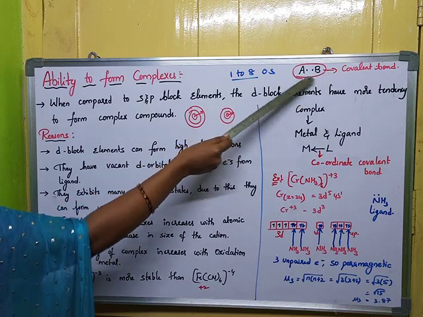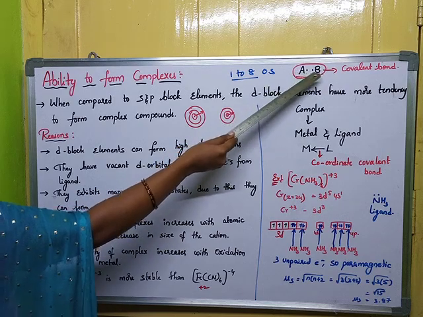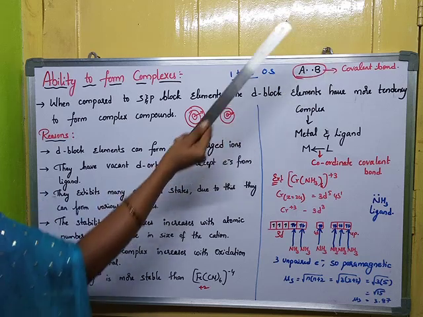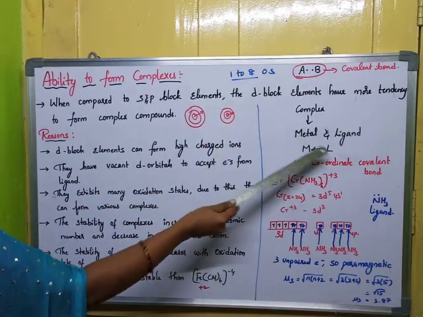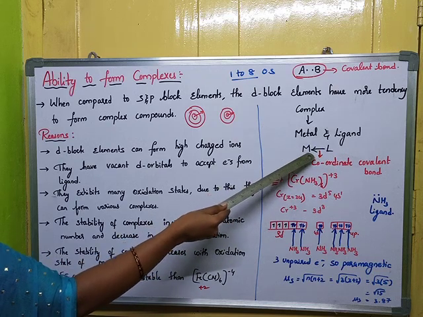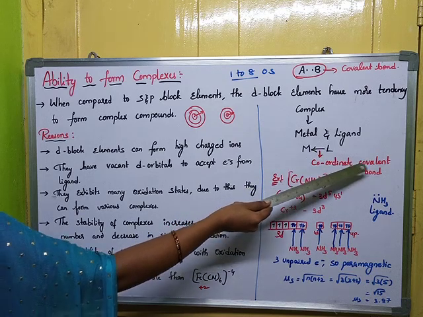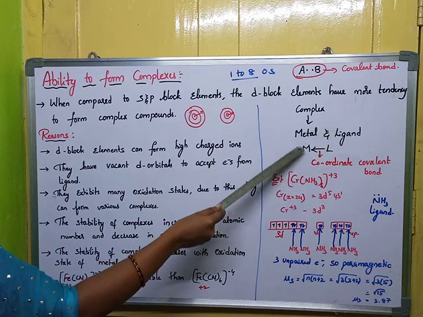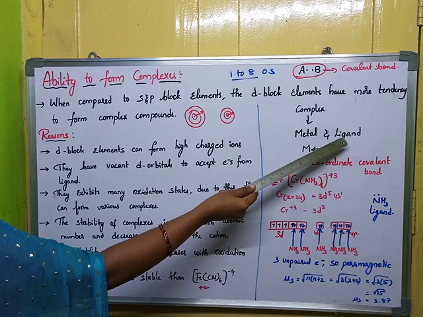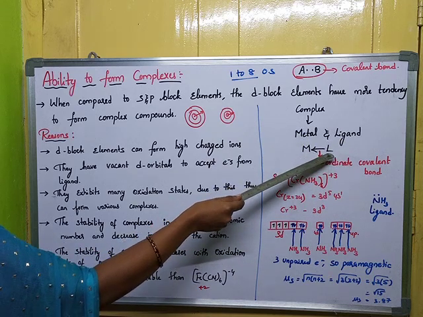In a covalent bond, two atoms share electrons equally. Here A donates one electron and B donates one electron, and by that they share equally to form a covalent bond. But in this bond, the ligand donates electrons to the metal. After donating, they share the electrons equally, which is why we call it a covalent bond. Here the ligand is coordinated to the metal, which is why we call it a coordinate covalent bond. The ligand is a donor and the metal is an acceptor, as it is accepting electrons from the ligand.